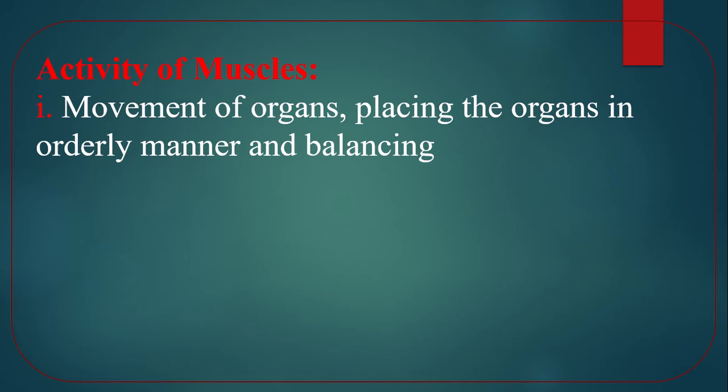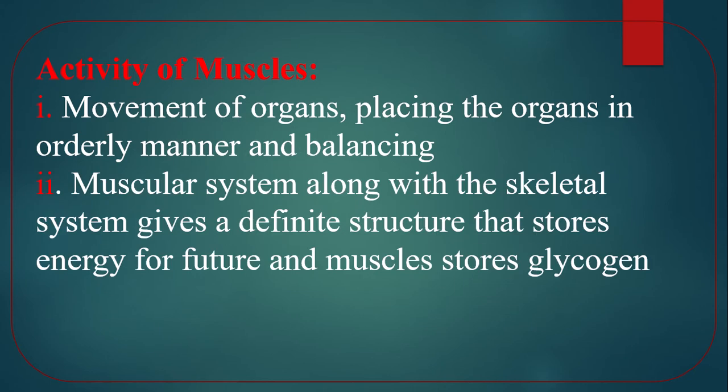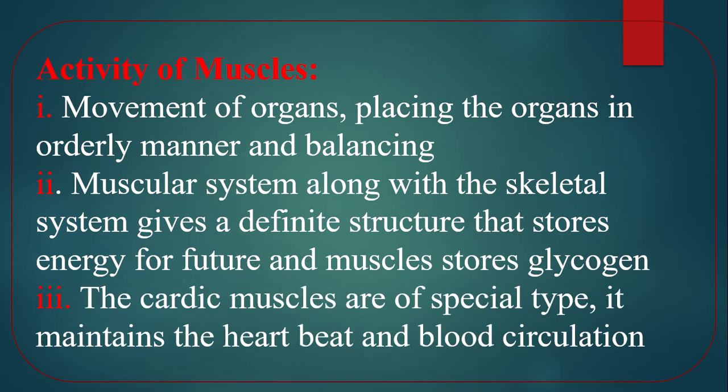Movement of organs, placing the organs in an orderly manner, and balancing. The muscular system along with the skeletal system gives a definite structure and stores energy for the future, and muscles store glycogen. Glycogen is one type of carbohydrate. The cardiac muscle is of a special type. It maintains the heartbeat and blood circulation.